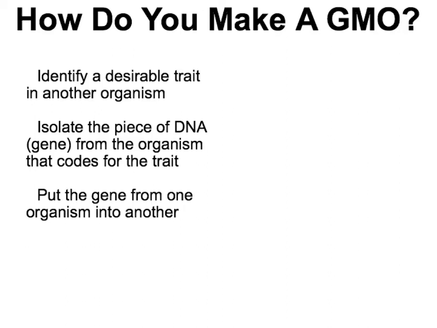So here's a quick review of the steps to make a genetically modified organism. If you remember, first you have to identify what you want your organism to do. Then what you have to do is find another organism that does that and take out the piece of DNA or gene from that other organism that's responsible for that trait. Finally, you need to take the gene out of the one organism and put it into another organism. Let's go through these steps with how RBST is made.